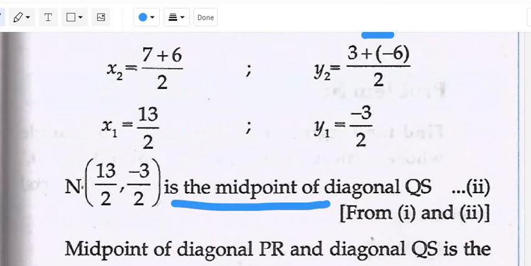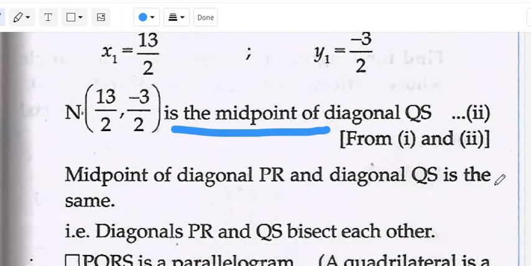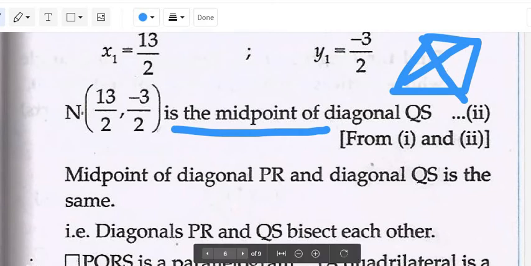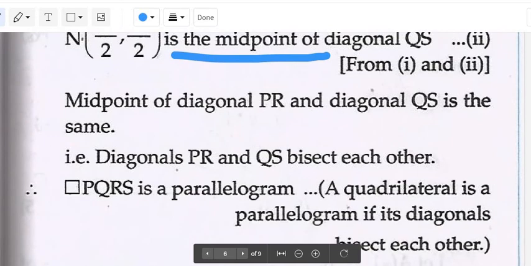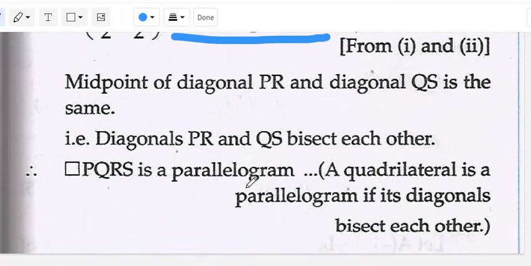Now see, from first and second, midpoints of diagonal PR and diagonal QS are the same. If the midpoints are same, बघा दोन diagonal चे midpoint जर का same असतील, याचा अर्थ काय, दोन diagonal एकमेकांना काय करतायत, bisect करतात. And therefore we can write diagonals PR and QS bisect each other. Okay, and therefore quadrilateral PQRS is a parallelogram. Why is it a parallelogram? A quadrilateral is a parallelogram if its diagonals bisect each other.